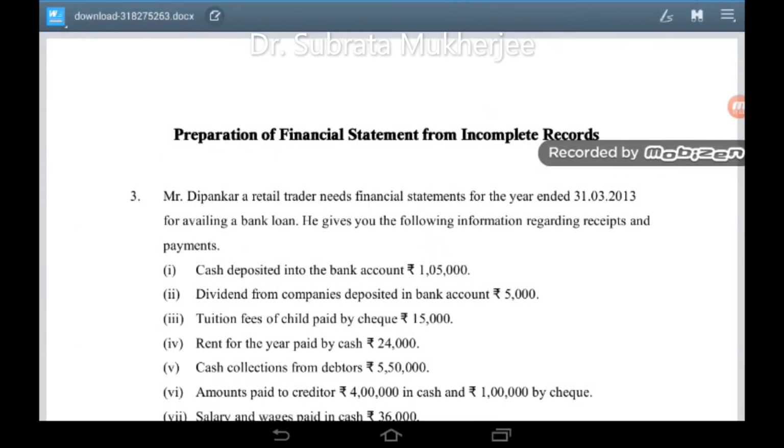Students, myself Subrata Mukherjee, and I request the students to note the problem in your notebook so that you can understand it properly. Today we will discuss a problem on single entry. Mr. Dipankar, a retail trader, needs financial statements for the year ended 31st March 2013 for availing a bank loan.